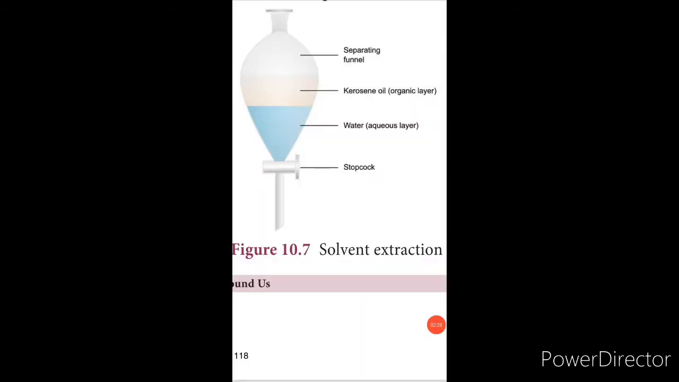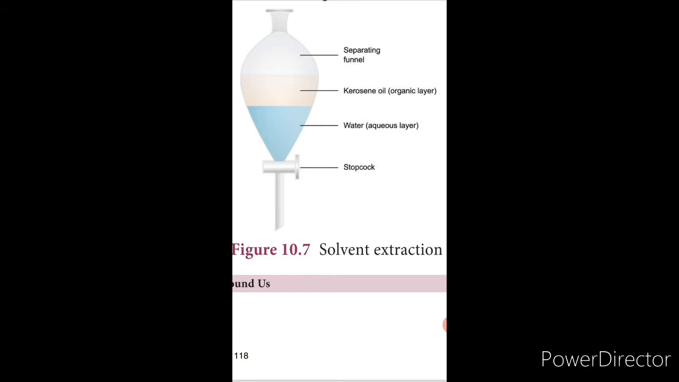The next one is the solvent extraction method. Now solvent extraction method is suitable for two immiscible liquids. Now immiscible liquids are liquids which do not mix with one another. For example, oil and water. Now when you mix oil and water, they do not mix with one another, and it separates into two layers, isn't it? So those types of liquids or mixtures can be separated using solvent extraction method.